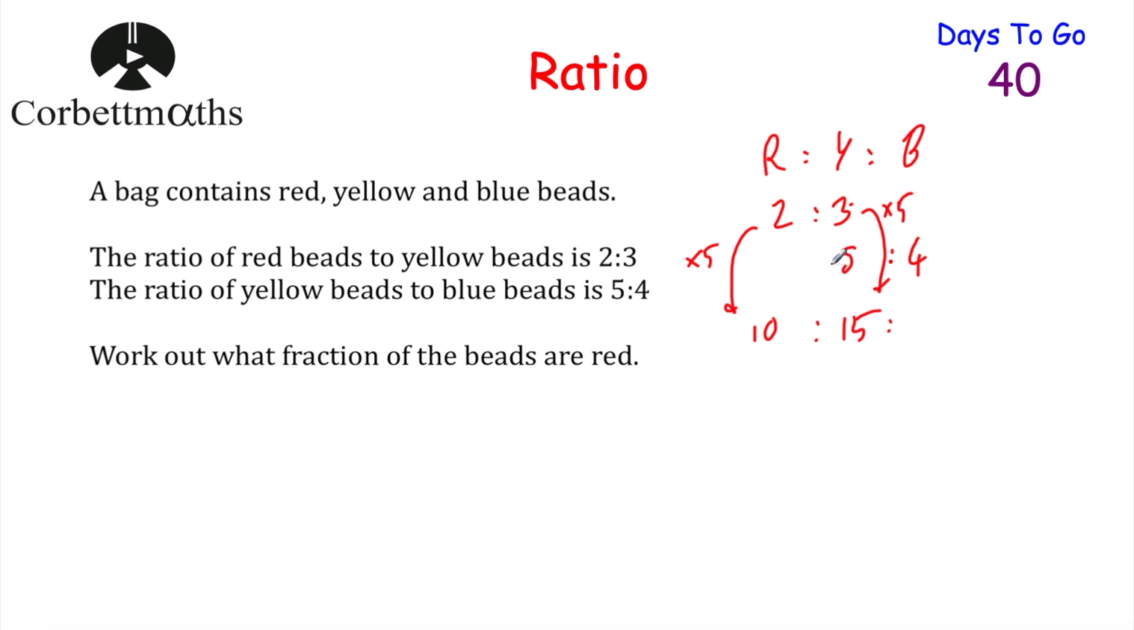Okay, now in terms of the yellows and blues, the ratio of yellow to blues is 5 to 4. But to get from 5 to 15, we multiply by 3. So we need to multiply this number by 3. And 4 times 3 is equal to 12. So if for every 5 yellows there's 4 blues, if there's 15 yellows, there's 12 blues.